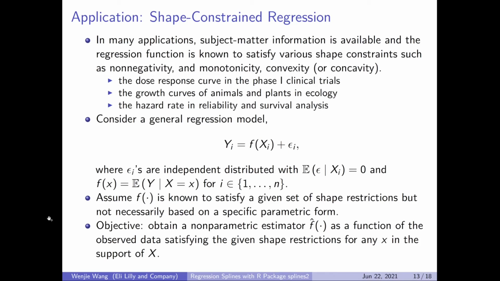So in general, we can consider a regression model y_i equals f(x_i) plus epsilon_i. If we assume f to satisfy a given set of shape constraints, but not necessarily based on a specific parametric form, we can do a non-parametric regression by using splines to resolve the shape constraint regression problem.